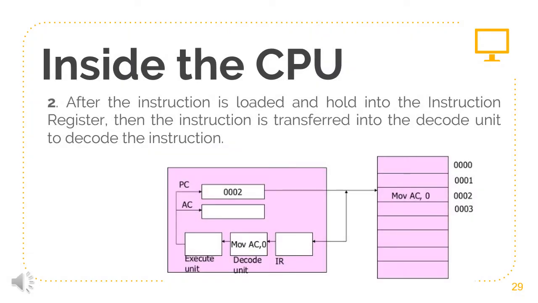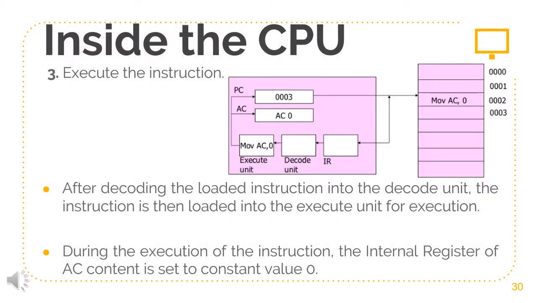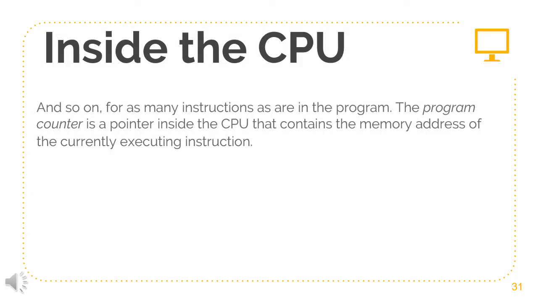After the instruction is loaded and held in the instruction register, it is transferred to the decode unit to be decoded. After decoding, the instruction is then loaded into the execute unit for execution. During the execution of the instruction, the internal register AC content is set to constant value 0. And so on, for as many instructions as are in the program.